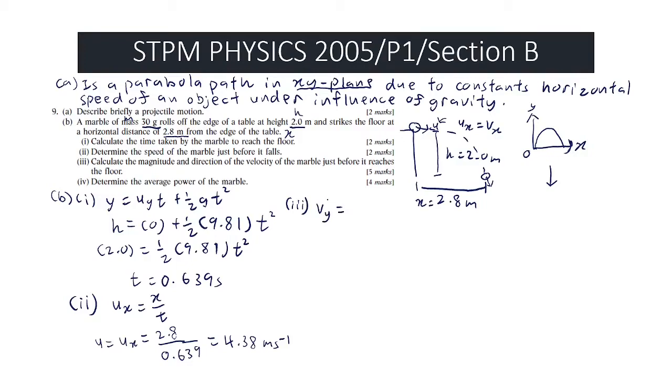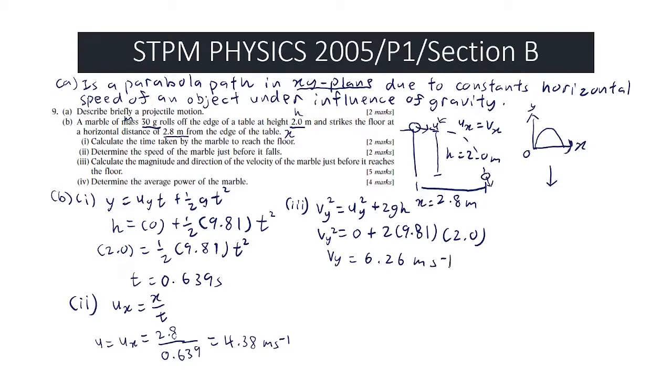v_y is given by v squared equals u squared, of course this is u_y for the y component, plus 2gh. And this u_y is 0 as I said before, because we do not have initially the y component for the velocity, so we just substitute the numbers, 2 times 9.81 times 2.0, and we solve for this v_y.